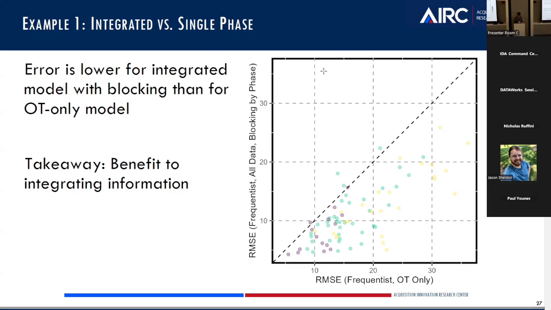So here, the points along the x-axis, the x values are larger, and so we are getting larger errors for the frequentist method when we're only using OT data. So this is just saying that for these models, integrating information using this blocking method is almost uniformly giving us a better estimate, right? We are learning things from the previous test phases.